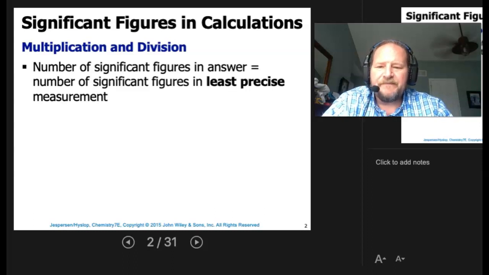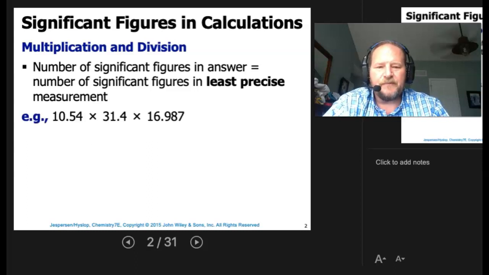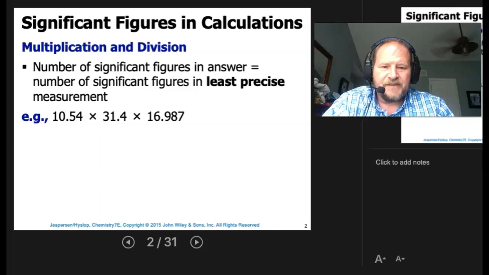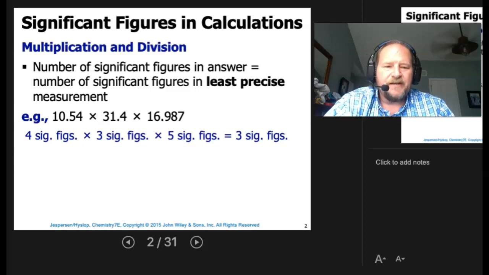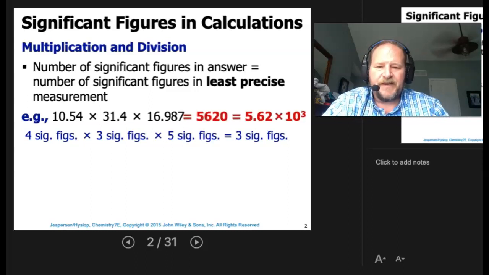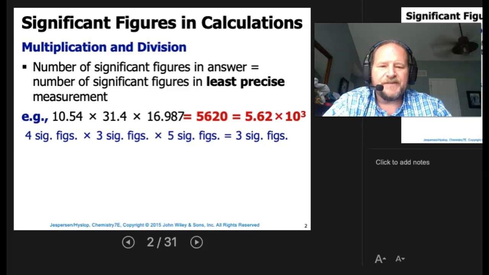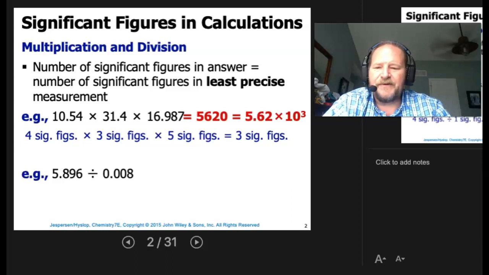The number of significant figures in your answer is the least of the precision of the measurements. In other words, if I'm going to take 10.54 times 31.4 times 16.987, we'll basically look at how many sig figs are in each one. So we have 4, 3, and 5, and that means we'll apply 3 to our final answer. So if I run that through my calculator, I get 5,620, and I get 3 sig figs. That's going to be 5.62 times 10 to the third.